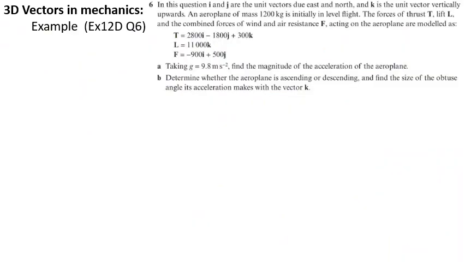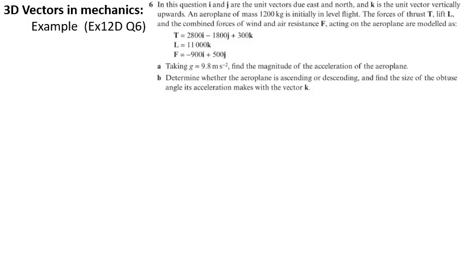This next one involves forces. And the key idea with forces when it comes to vectors is that vectors are an incredibly intuitive and easy way to combine forces. There are a whole bunch of forces involved in this question. We are talking about an aeroplane of mass 1200 kilograms flying. So we have I and J representing east and north directions, and K represents vertically upwards.